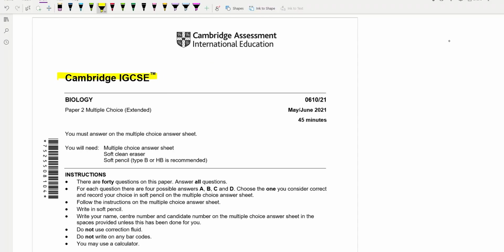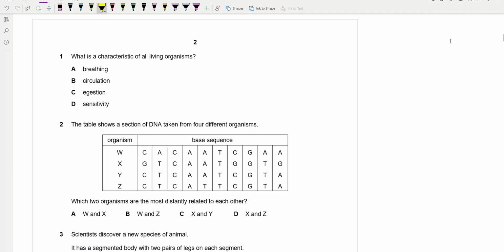Cambridge IGCSE Biology 0610/21 May-June 2021. Question number 1.